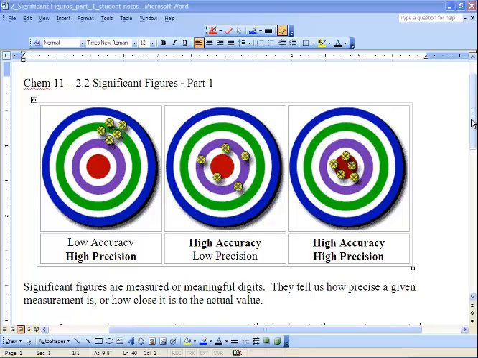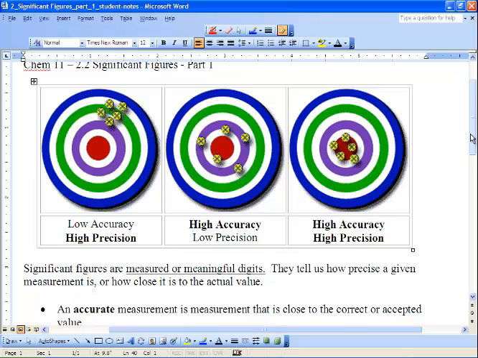Today we're going to be looking at significant figures. Now, this relates to all measurements that we take in chemistry and how uncertain they are. We look at how to correctly report and use results in an experiment. Alright, so significant figures are meaningful digits. They tell us how precise a given measurement is or how close they are to the actual value.